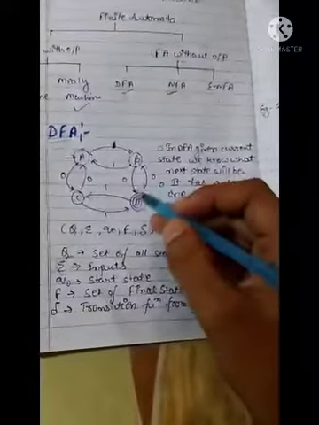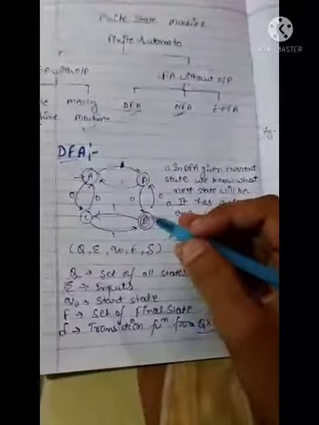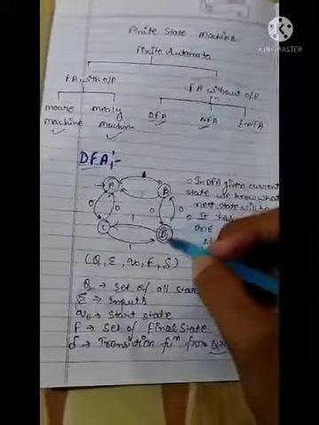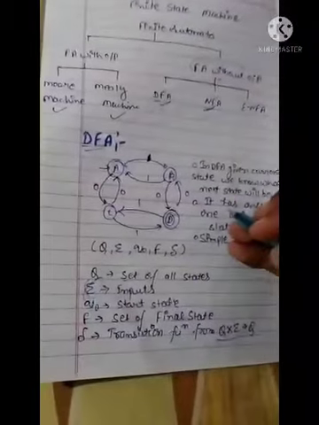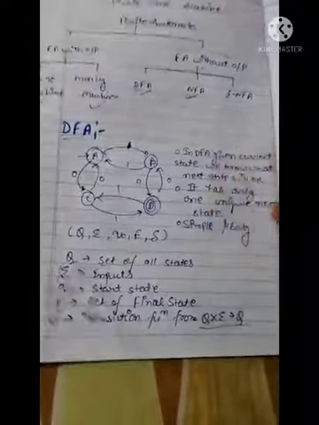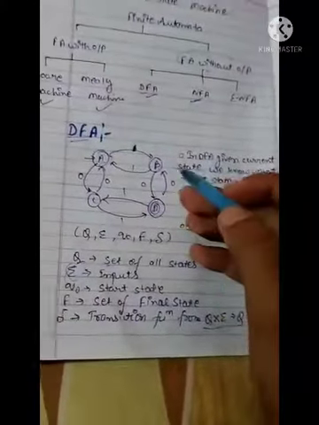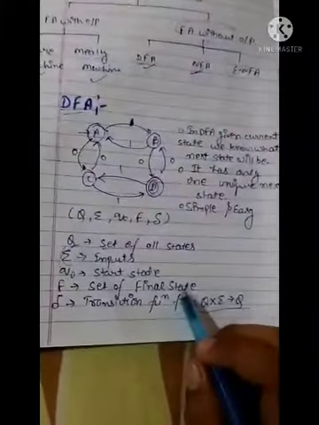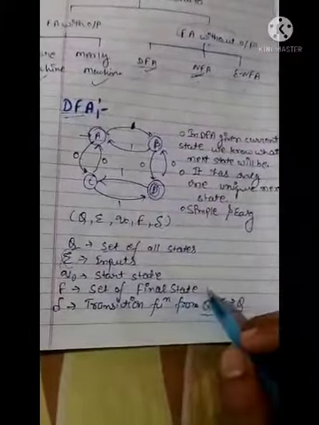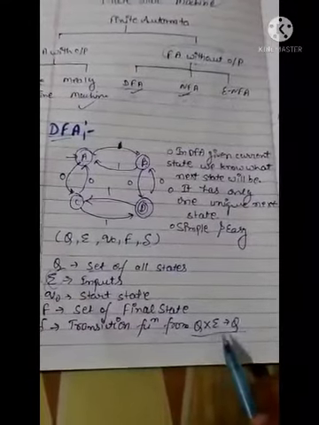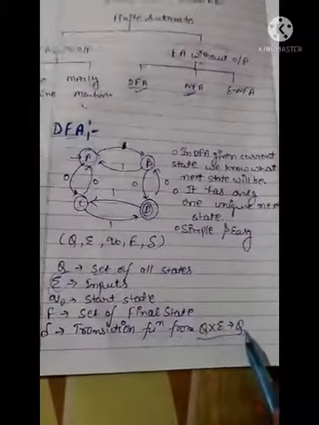Generally in questions there is one final state, but in other machines we have looked at, one, two, or three final states are available. So here we write D, B, C as the final states, etc. And this is the transition function from Q cross epsilon into Q.